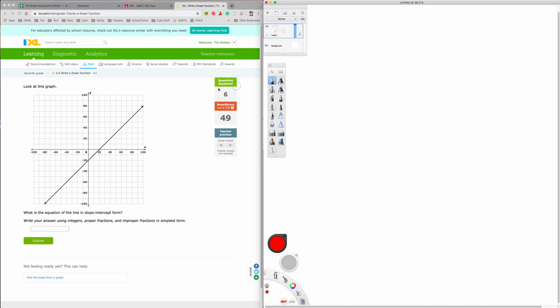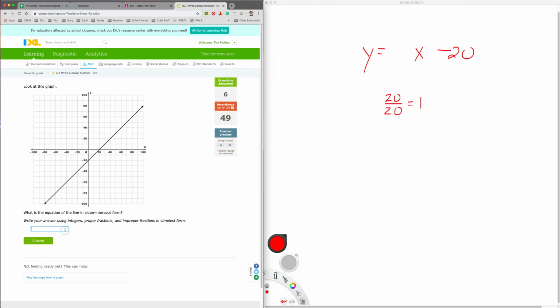Let's see, what do we have here? It hits at negative 20. So that's in my equation. y equals something x minus 20. I know I have something in front of the x. I need to figure out the steepness, and it looks like several of the previous ones. I go up and over the same amounts. If I go up 20, I go over 20. So the slope is 20 over 20, which is 1. So I don't need to put that 1 there. It's just y equals x minus 20.